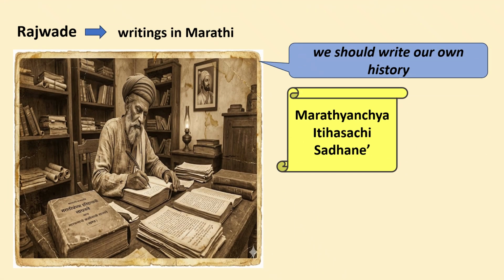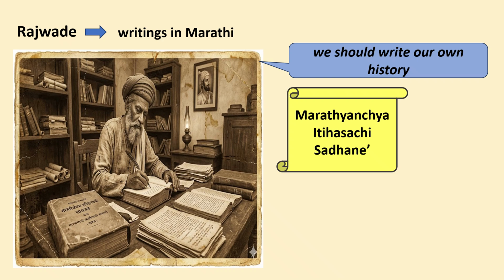Rajwade is well known for his writings in Marathi on various subjects like history, linguistics, etymology, grammar, etc. He was of the firm opinion that we should write our own history. He compiled and edited 22 volumes of Marathyancha Itihasachi Sadhane. He wrote very scholarly prefaces to each of the 22 volumes.